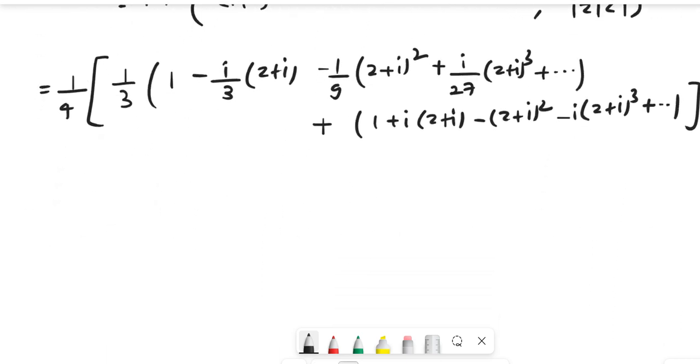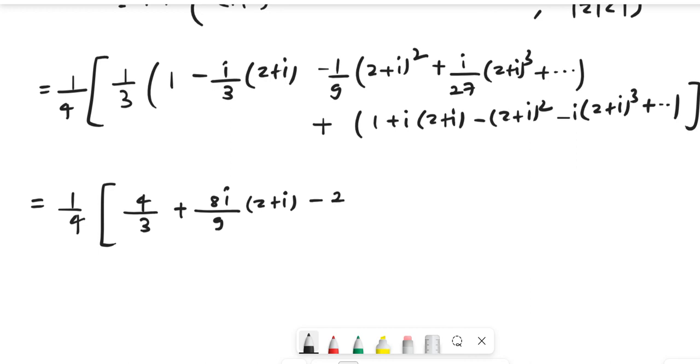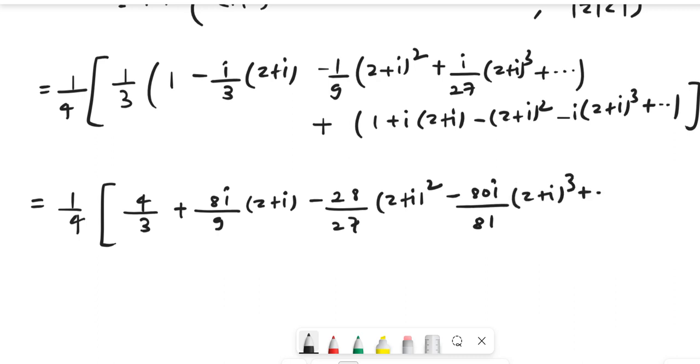So now this value is equal to 1 over 4 times 4 over 3, and that is plus 8i over 9 z plus i. So now here will be minus 28 over 27 z plus i whole square. Now here will be minus 80i over 81 z plus i to the whole power 3 plus dot dot dot.